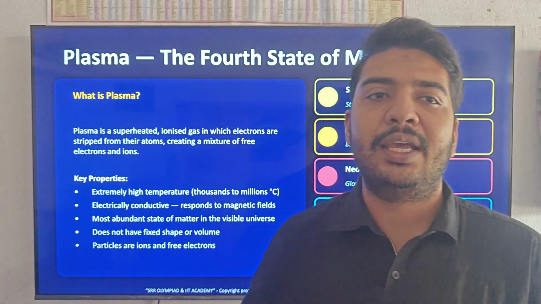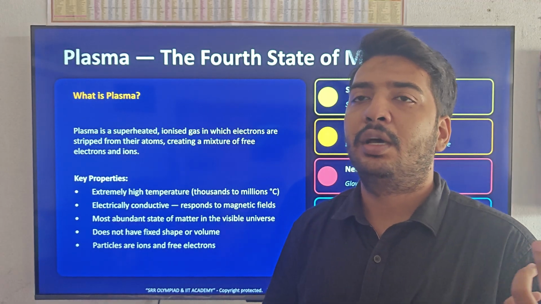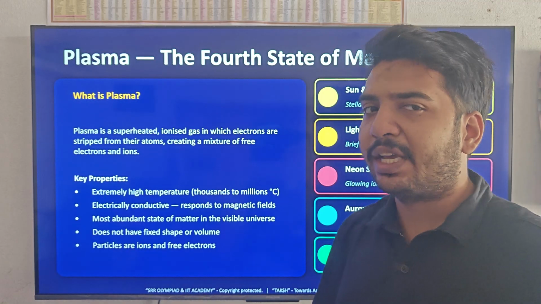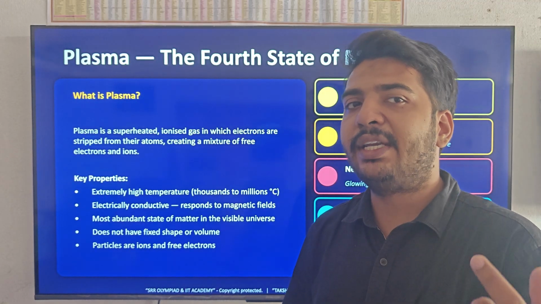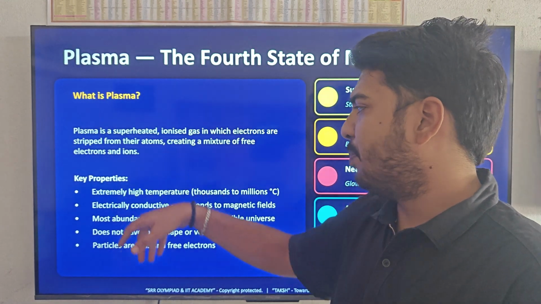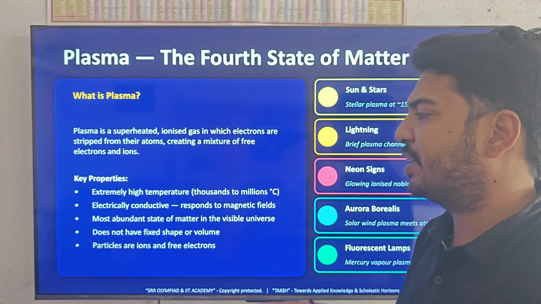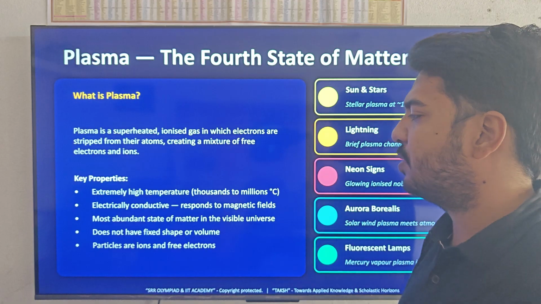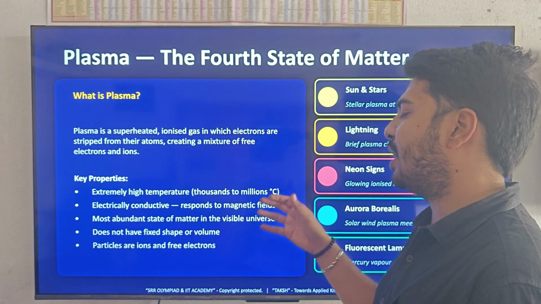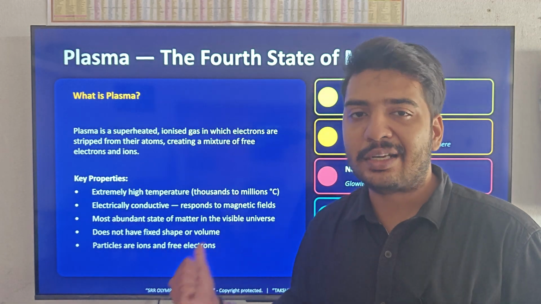Plasma is like a superheated state, where the most heated part of a whole object is called plasma. For example, you can take electricity as a form of plasma. Key properties: extremely high temperatures, thousands to millions of degrees Celsius, electrically conductive, responds to magnetic fields, most abundant state of matter in the visible universe, does not have fixed shape or volume, and particles are ions and free electrons.